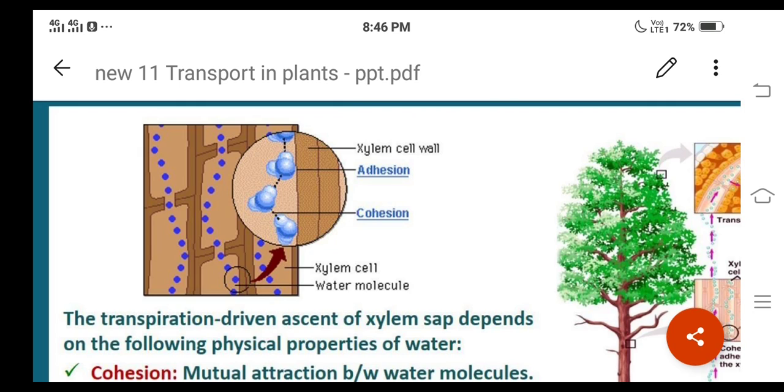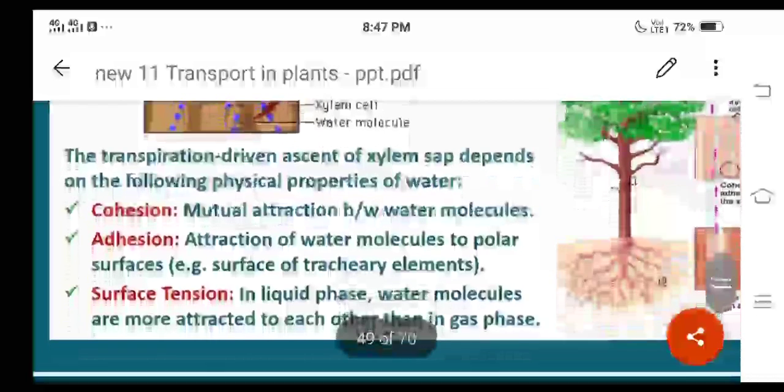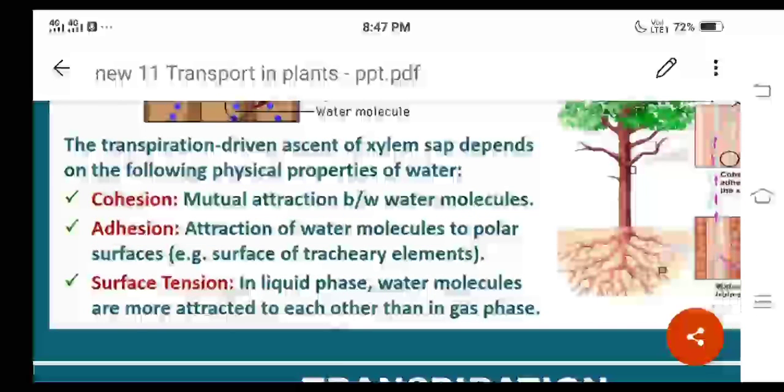Let us try to understand, in the plant body, xylem tissue will be there, and in xylem continuously the water column will be there. That water shows some physical properties. Those physical properties are cohesion, second adhesion, and third surface tension. Let us understand what is cohesion, what is adhesion, and what is surface tension.